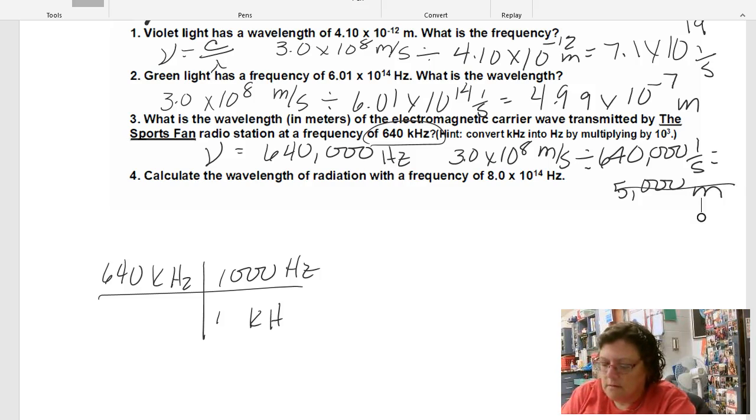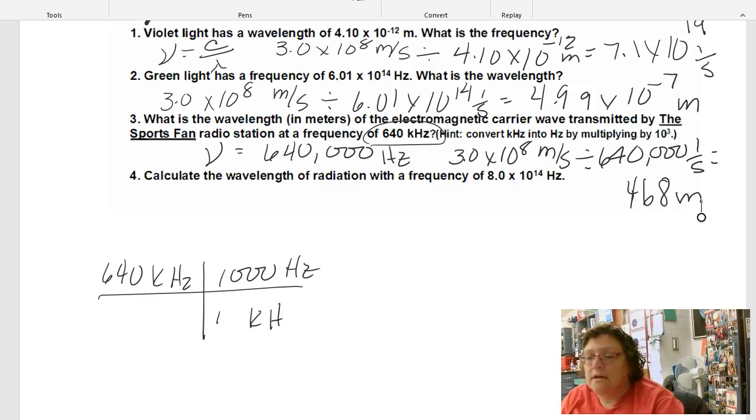468 meters, which is the size of roughly 5 football fields.